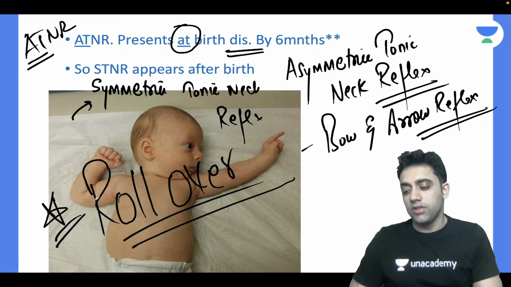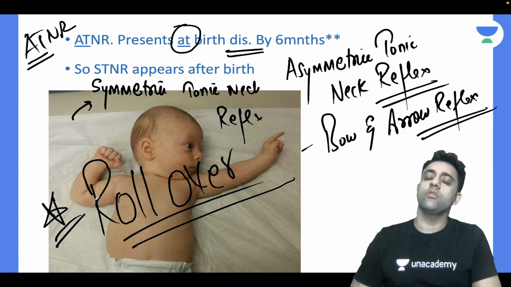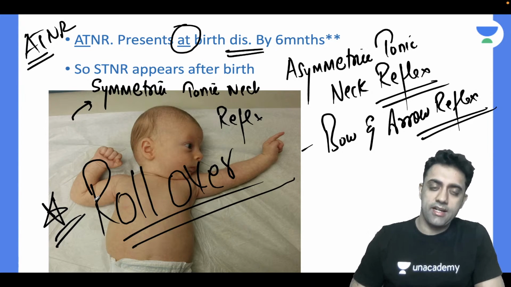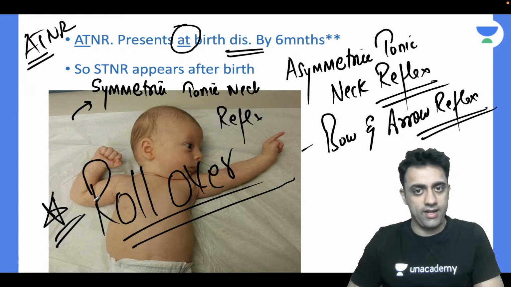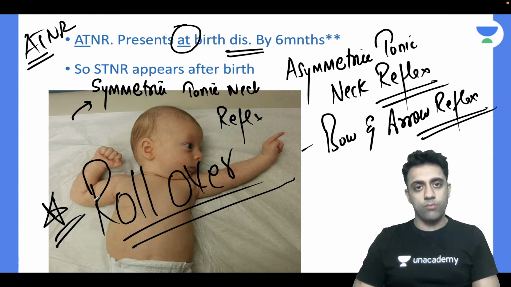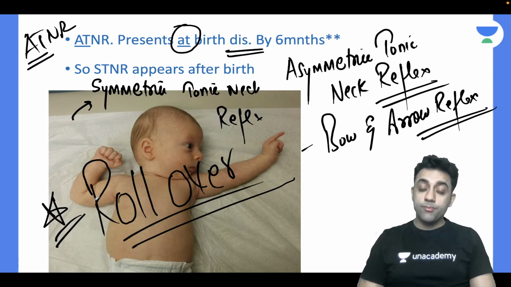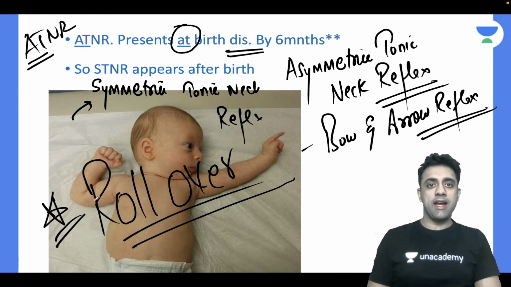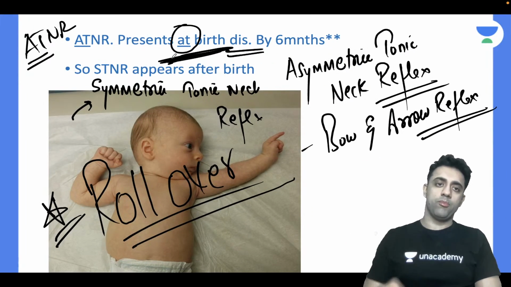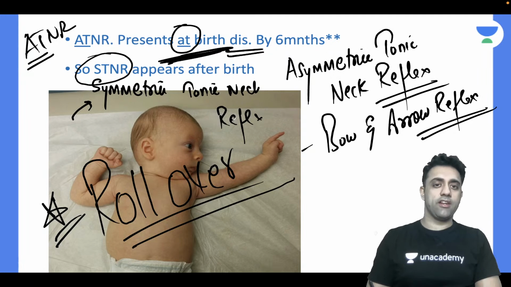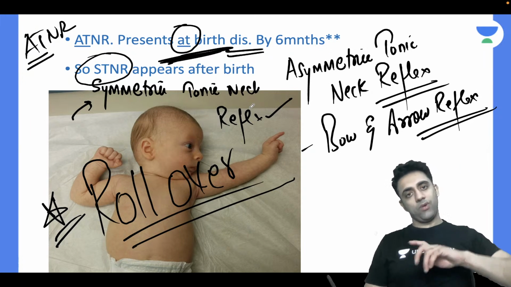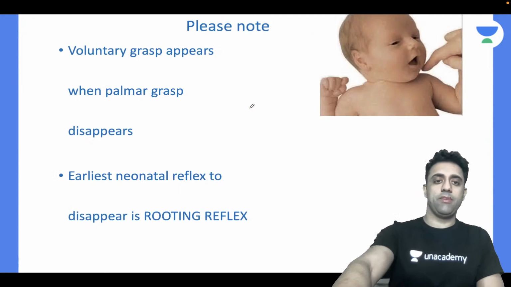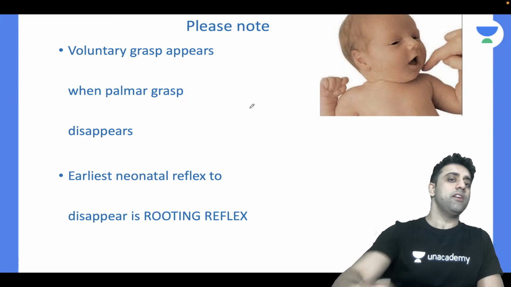Okay, I'll tell you. Did you understand this much? I'll repeat again. ATNR is the asymmetric tonic neck reflex. It is also known as the bow and arrow reflex. It appears at birth and disappears by 6 months. A for ATNR, A for at birth. The symmetric tonic neck reflex comes later in life. And once the ATNR disappears, a baby can roll over.